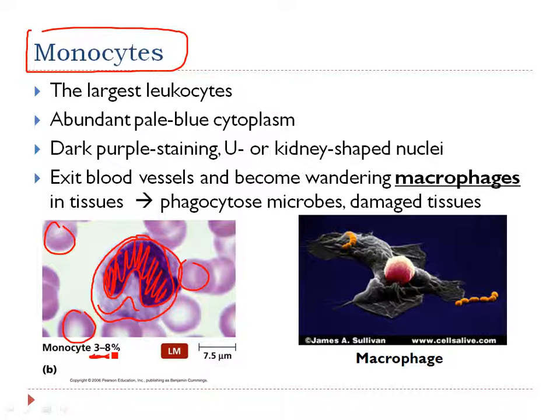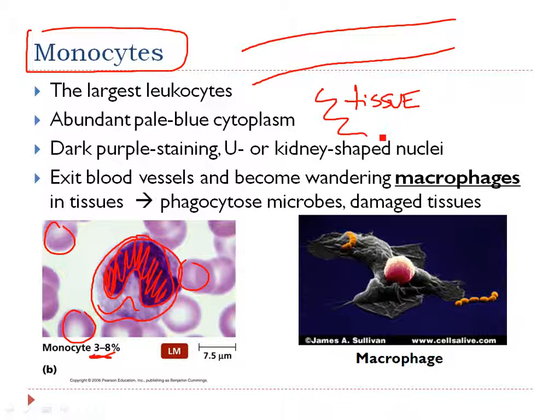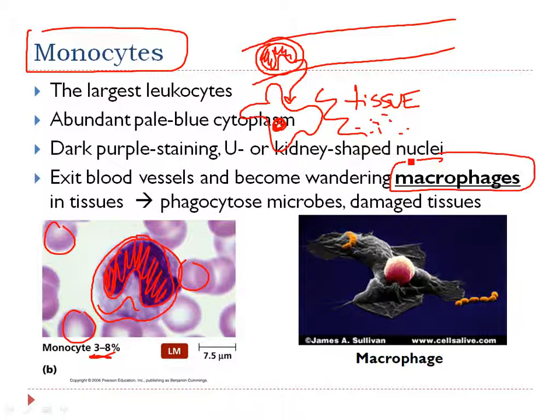These are kind of interesting cells because, all right, let's say we've got a blood vessel here, and here's a tissue over here, and let's say this tissue is damaged and or you've got an infection going on. In your bloodstream, a monocyte is a monocyte. When they undergo diapedesis and get into tissues, they convert into cells that are called macrophages. And you may have talked about macrophages before in Biology 201.